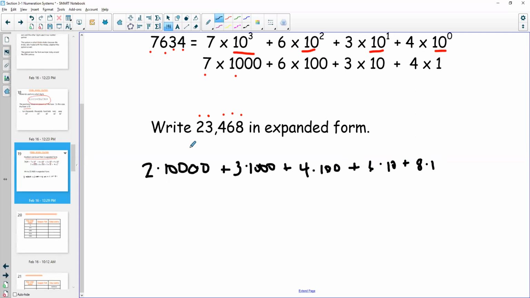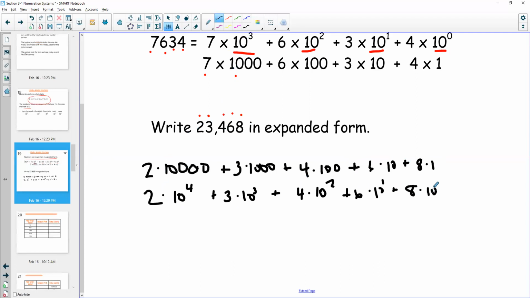And I can now write these as exponents. So 2 times 10 to the fourth, plus 3 times 10 to the third, right? Powers of 10, we count by zeros, plus 4 times 10 squared, it's 100, plus 6 times 10 to the first, just plain old 10, plus 8 times 10 to the 0. Anything to the 0 power is 1. All right, so that's expanded form.